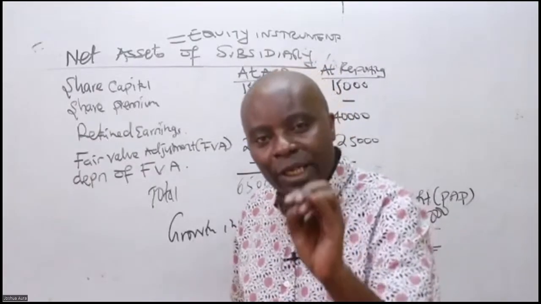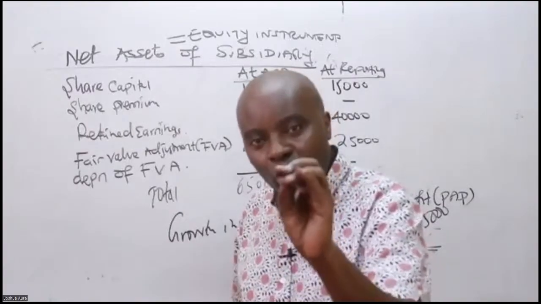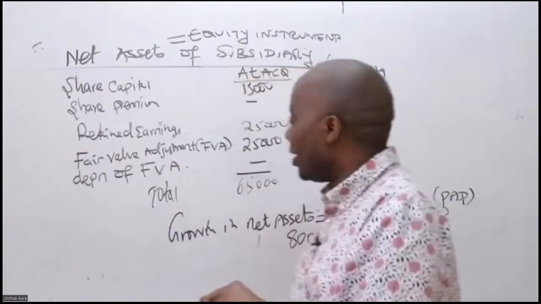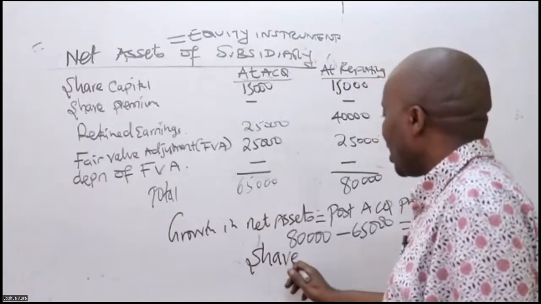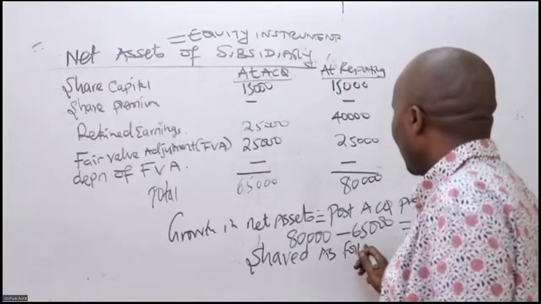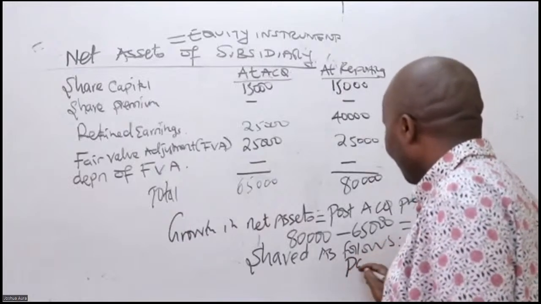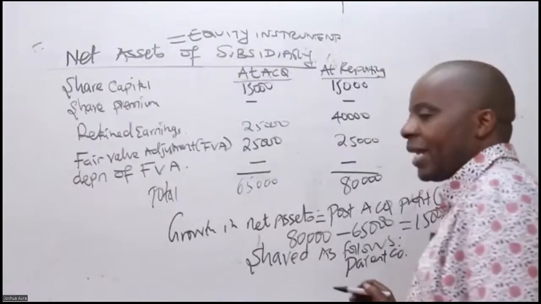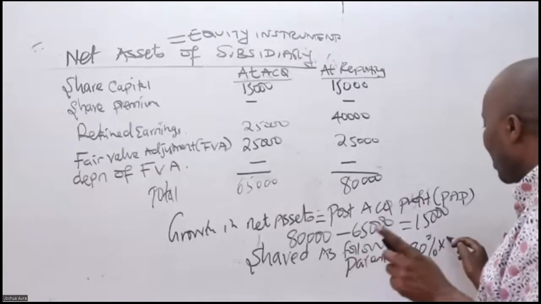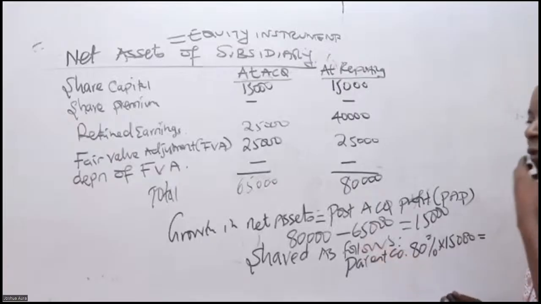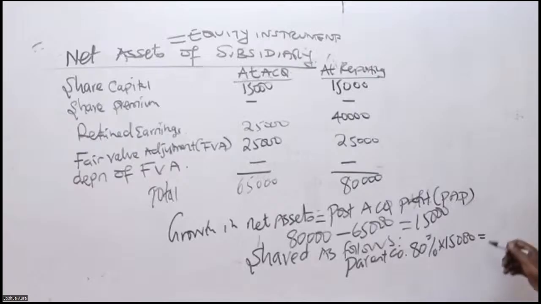The wealth must be shared out between the two owners of this company. So this is shared as follows. We have the parent company, which owns 80%. So 80% of 15,000, what do we have here? 12,000.